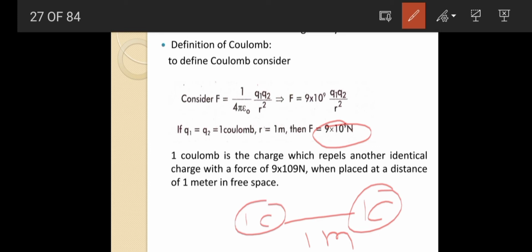So that I can tell it in English as: 1 Coulomb is the charge which repels another identical charge with a force of 9 into 10 to the power 9 Newton when placed at a distance of 1 meter in a free space.